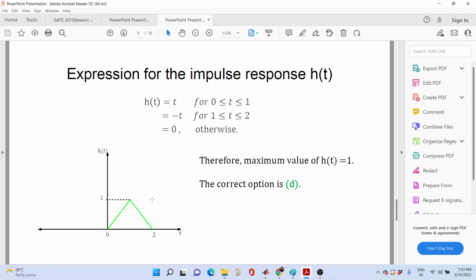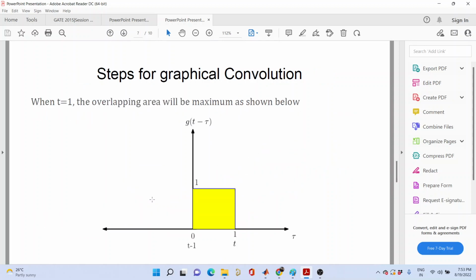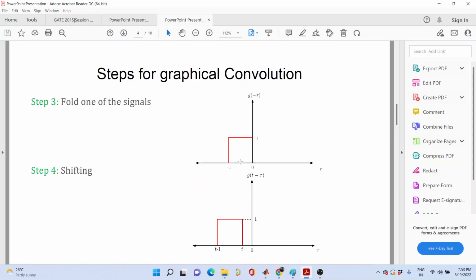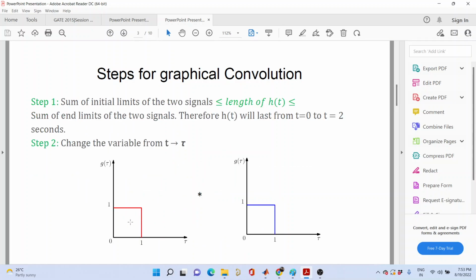So if the question was like this, and these two widths are not the same, what would be the output? What do you think? Trapezoidal. Yes, trapezoidal, absolutely. So the slope of the rising part of the trapezoid would be 1 into 1 if the amplitude was 1.